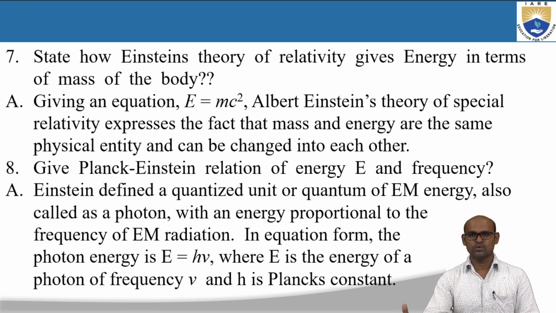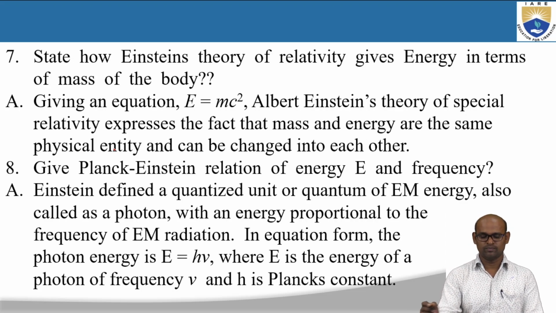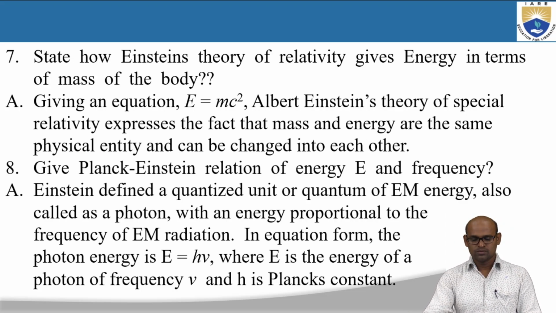So energy and mass are the same. That is what Einstein proposed in his equation E is equal to mc square. Mass and energy are the same entity and can be changed into each other. So that is what the theory of relativity gives, energy in terms of mass of the body.